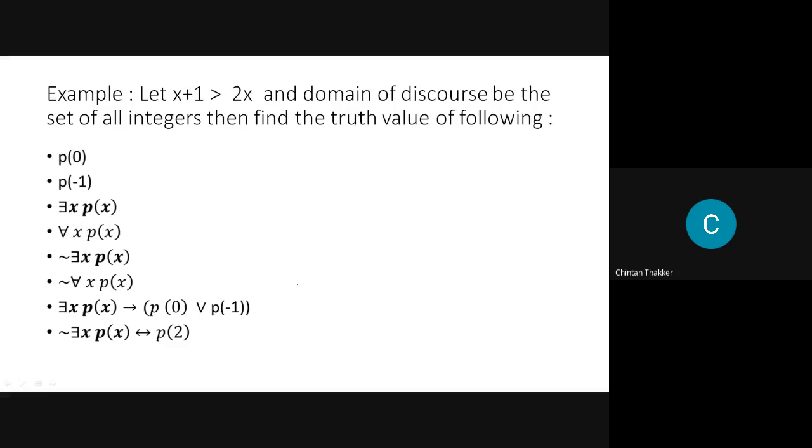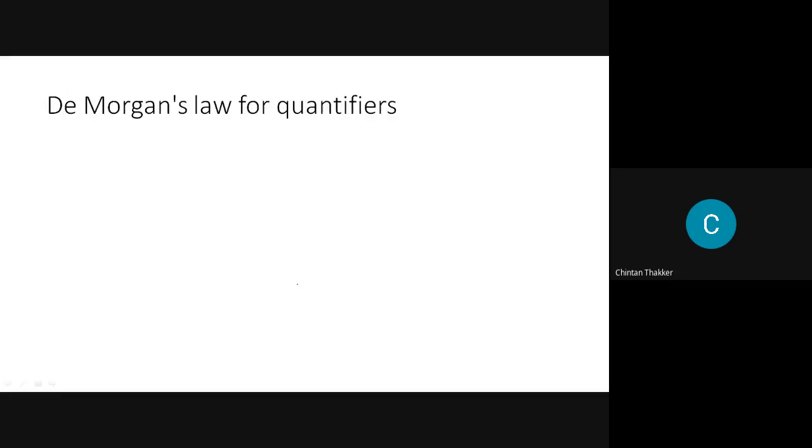Now we have this example, this one. Okay. Now we take some example for there exists x P(x) and for all x P(x). So you have to answer in the chat box. Okay.